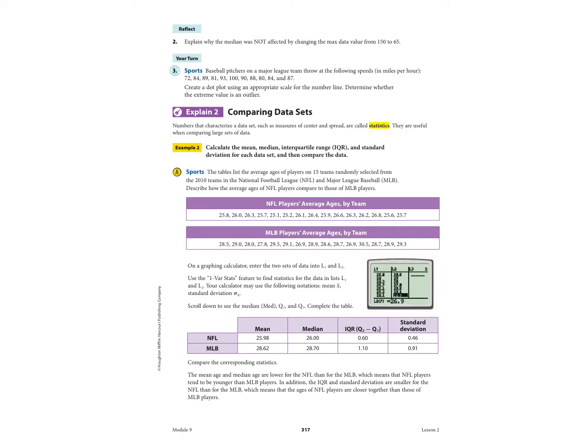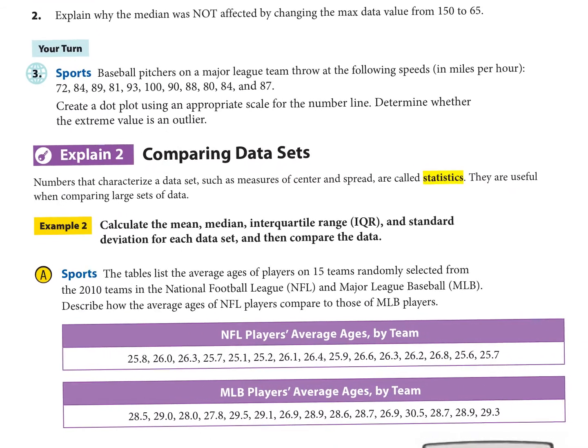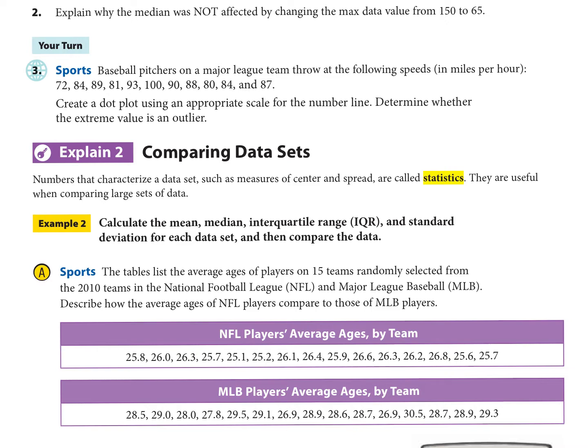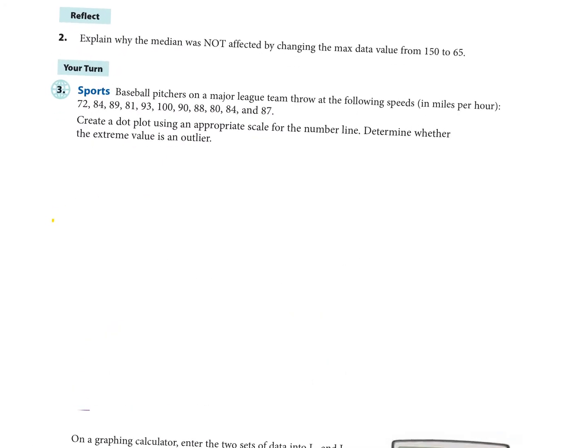So we're going to take this particular problem, number 3, and it says create a dot plot using an appropriate scale for the number line. Determine whether the extreme value is an outlier. So what we're going to do is take those values and do just like we did yesterday, and I'm going to guide you through. First thing I'm going to do is make some room here where I can write. And again, one of the things you can do is reference in the book some of this stuff on how to do it on the calculator, but I'm going to try to walk you through again here to help you a little bit.